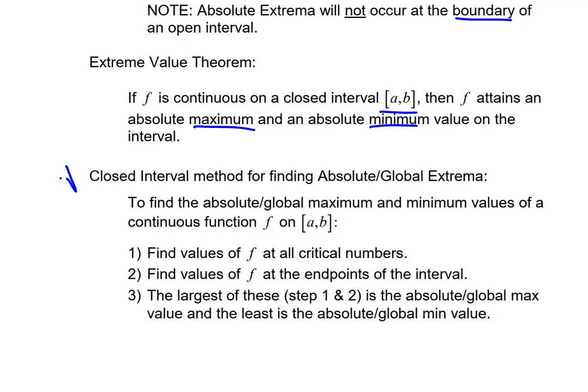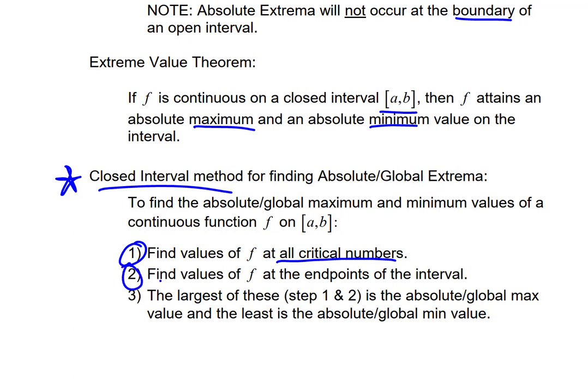Now, how we find these absolute mins and maxes matters, and there's a closed interval method for finding the absolute or global extrema of a function on an interval. To find the absolute or global maximum and minimum values of a continuous function f on the closed interval from a to b, we'll use the following few steps. First, we'll find values of f at all critical numbers. We discussed critical numbers in a previous video. We're going to pull that definition back into play here.